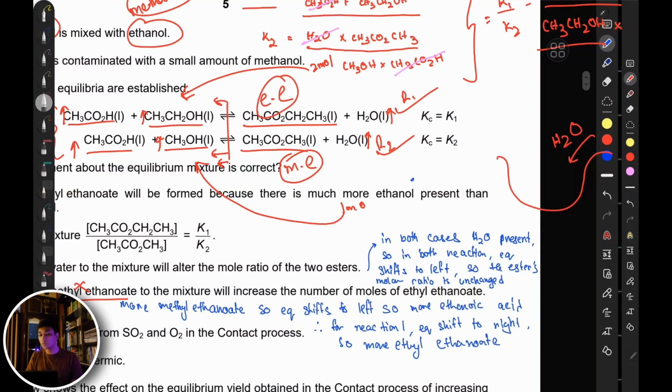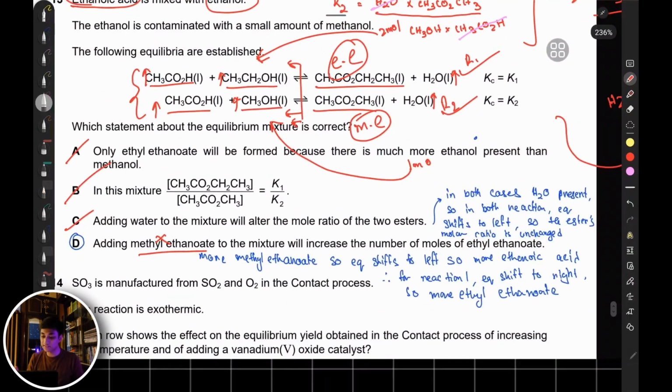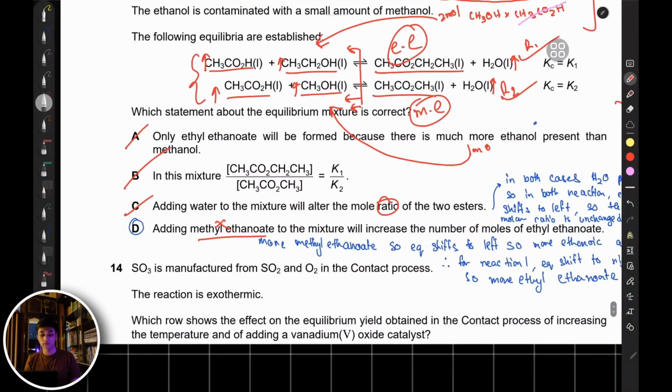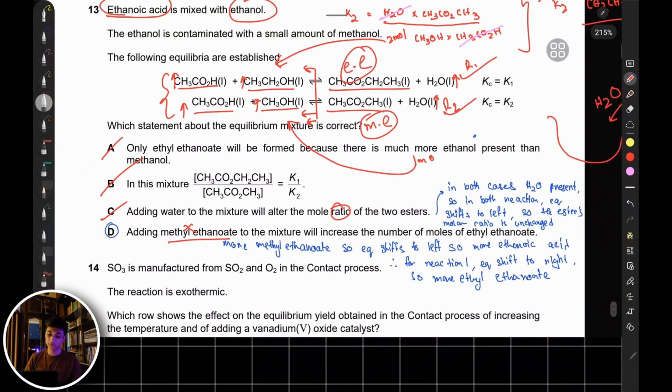It will not increase, it will not decrease. The ratio of the products will be the same, even though the amounts have decreased. The total amounts have decreased. So C is not correct because the ratio will not change. The amount of each of the esters will decrease, but the entire ratio will not be changed. D. Adding methyl ethanoate to the mixture will increase the number of moles of ethyl ethanoate.